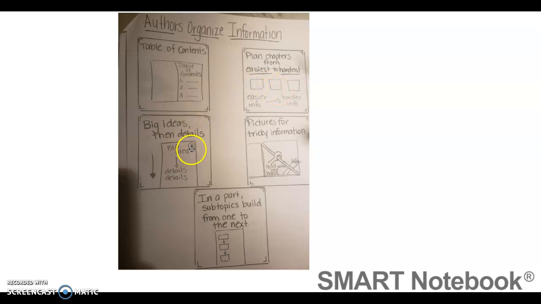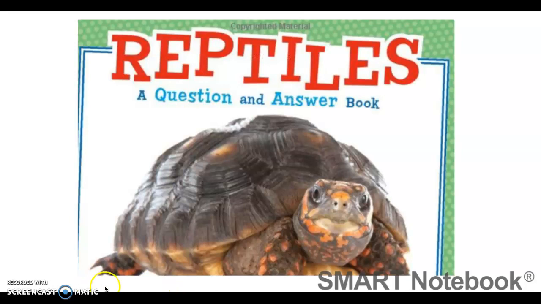So we'll be looking at that too. You're going to have the big ideas, then our details, which is our headings, and then the details of that. And we're going to have pictures for tricky information, so diagrams will be a part of that. And subtopics build from one to the other. So we'll show you what I mean.